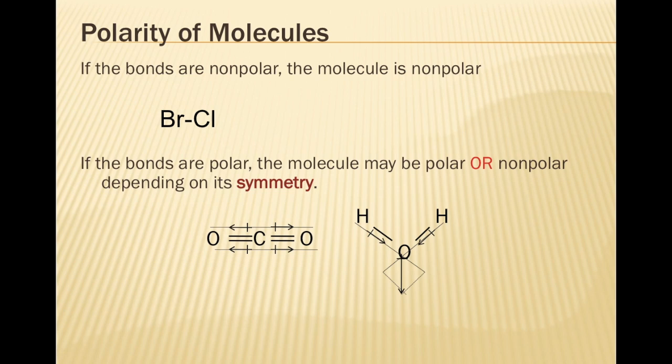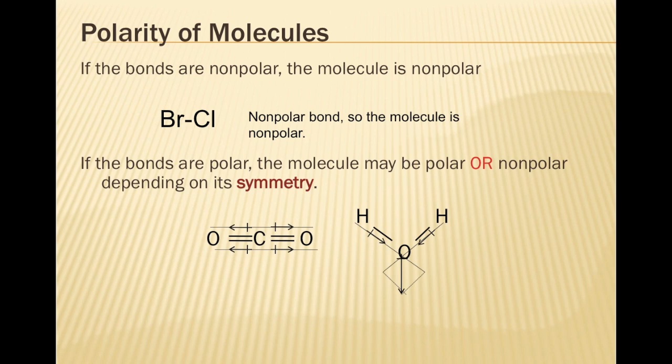Okay, I'm going to now describe how we can tell whether a molecule is polar or not. First of all, if we have bonds within a molecule that are nonpolar, the molecule is going to be nonpolar. So for example, bromine chloride, which I showed you earlier, there's a very little difference in the electronegativity of the two atoms. So that means that it's a nonpolar bond, and the entire molecule is going to be nonpolar. And this is true always if all of the bonds are nonpolar, because there's no uneven charge distribution anywhere in the molecule.